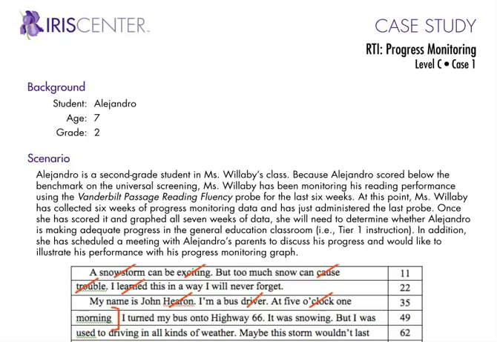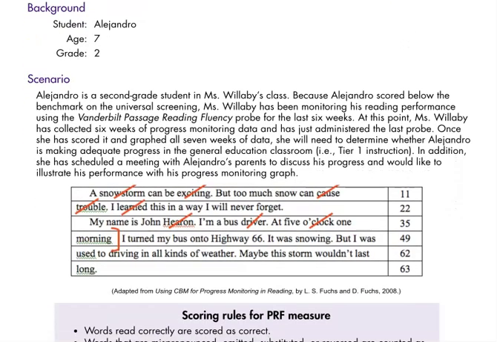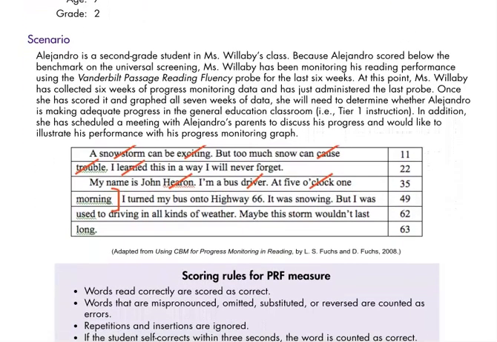But the case study you're going to be doing and presenting to me is Level C Case 1 on Alejandro. Let's take a look at our scenario here. Alejandro is a second grade student in Miss Willoughby's class. Because Alejandro scored below the benchmark on the universal screening, Miss Willoughby has been monitoring his reading performance using the Vanderbilt Passage Reading Fluency Probe for the last 6 weeks. At this point, Miss Willoughby has collected 6 weeks of progress monitoring data and has just administered the last probe.